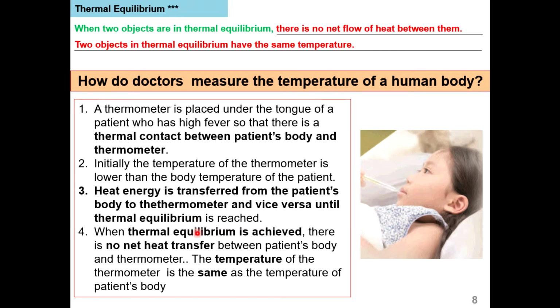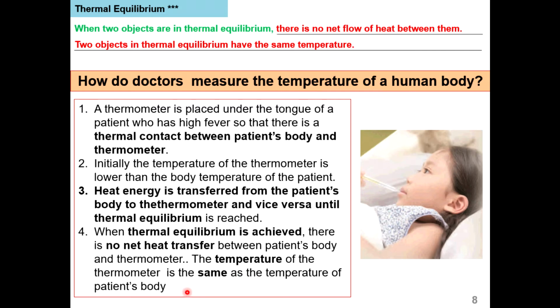And then make sure you define thermal equilibrium. When thermal equilibrium is achieved, there is no net heat transfer from the patient's body to the thermometer, and the temperature of the thermometer will be the same as the temperature of the patient's body.